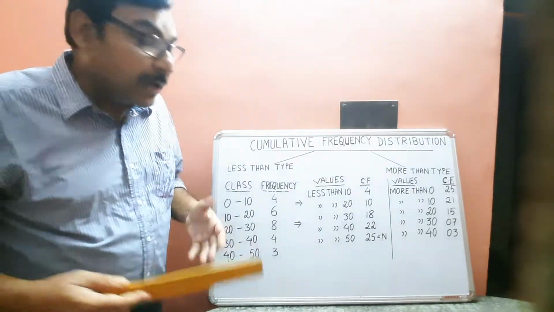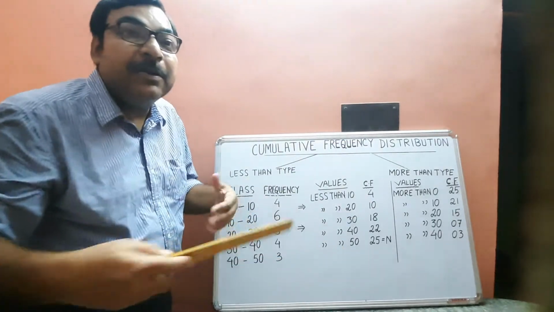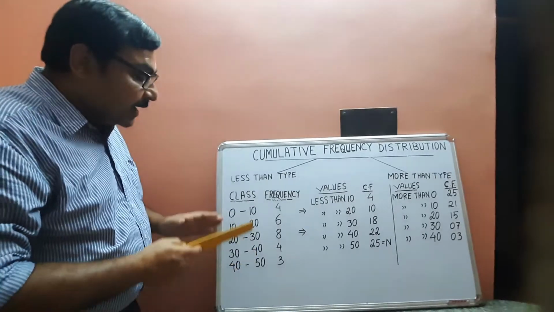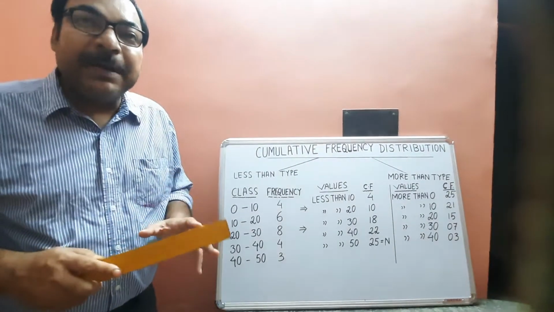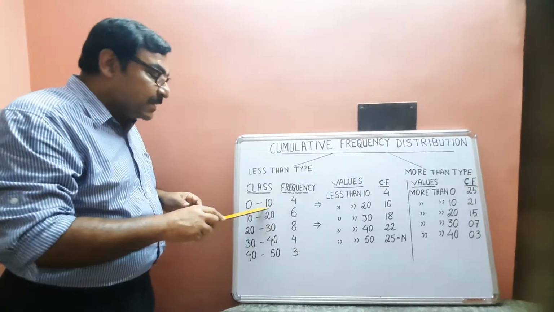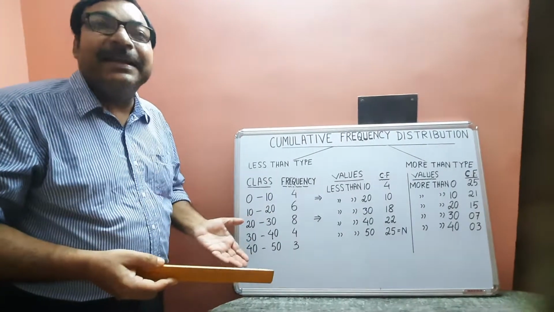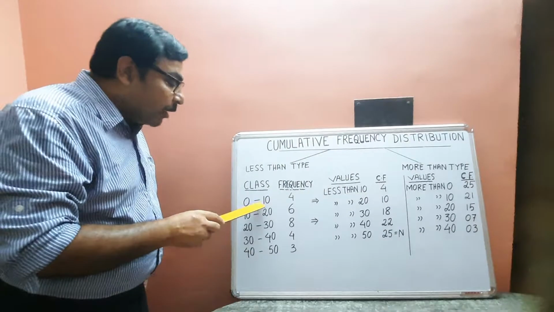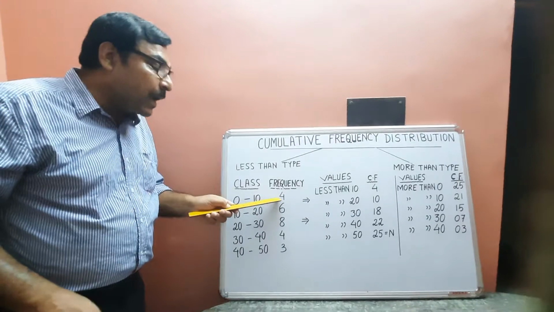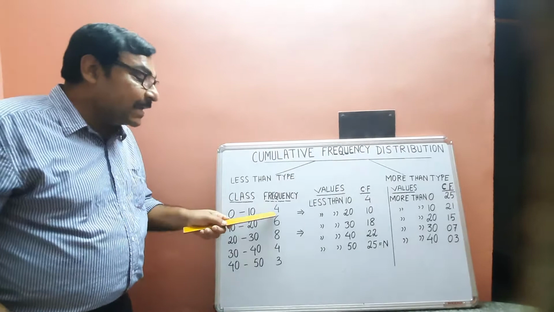Now you have to count how many values are less than 10, how many values are less than 20. Less than 10, see this distribution. Here, if we consider the number of items which are less than 10, that means we have to consider the first class, 0 to 10. Items lying in this class are less than 10. How many items are lying here? Corresponding to this class 0 to 10, 4 items are lying. So we can say number of items less than 10 is equal to 4.